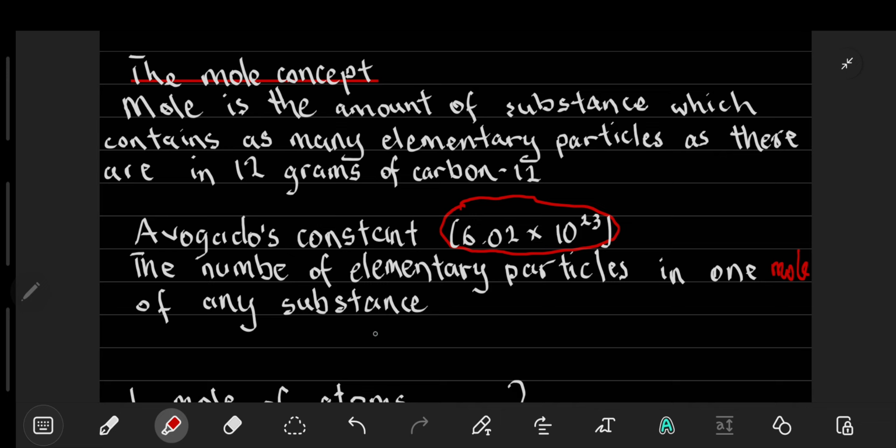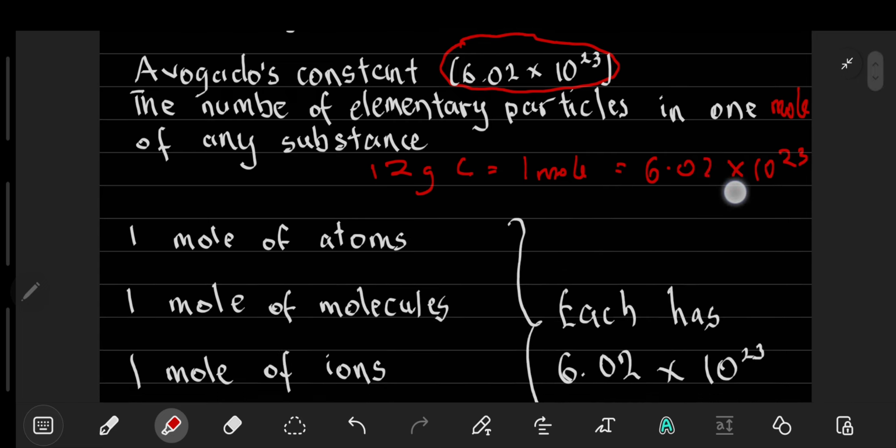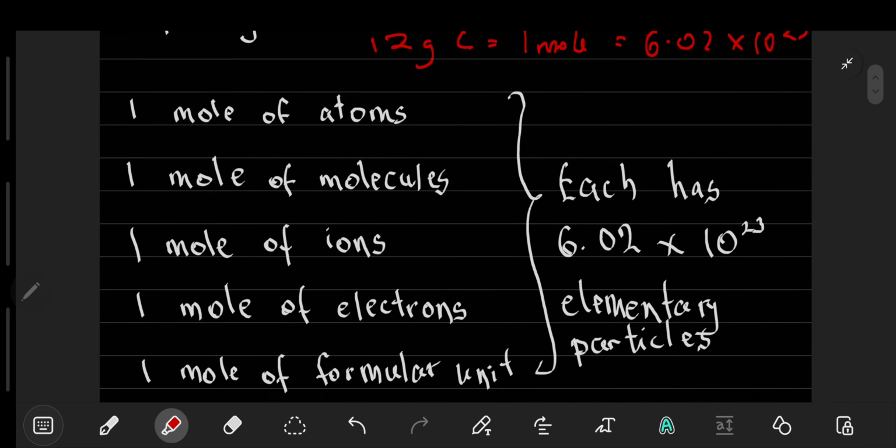So if we are asked how many particles are in 12 grams of carbon, we know that 12 grams of carbon is equal to 1 mole, and as such it has 6.02 times 10 raised to the power 23 particles. That is what we mean by Avogadro's constant, and it is the unit we use to compare the number of particles in all substances, whether atoms, molecules, ions, electrons, or compounds.